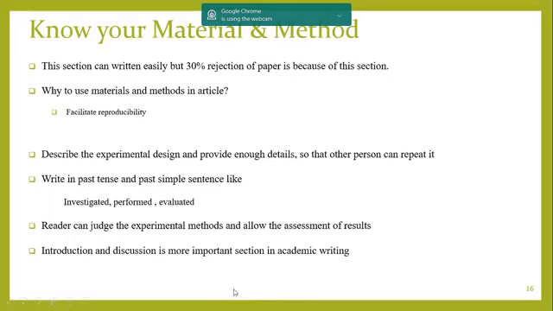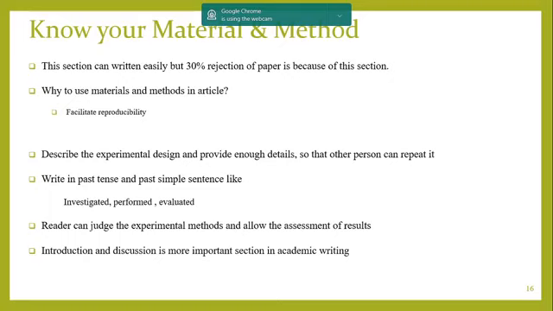That's what I said. In academic writing, the introduction and discussion are the more important sections. When the weightage is given for the whole paper, it goes more to the introduction and the discussion sections. The materials and methods section gets a lower mark. Always think of the reader: when he reads the paper, he can judge the experimental methods and assess the results.